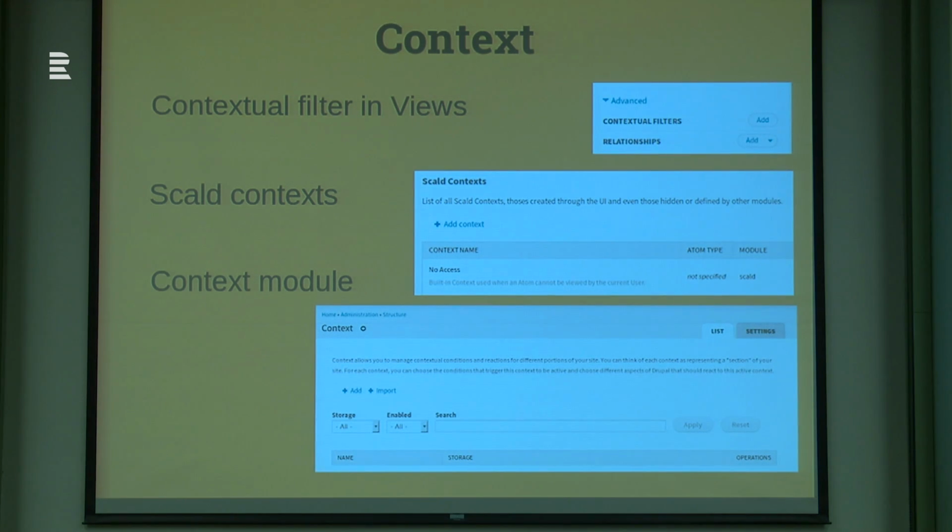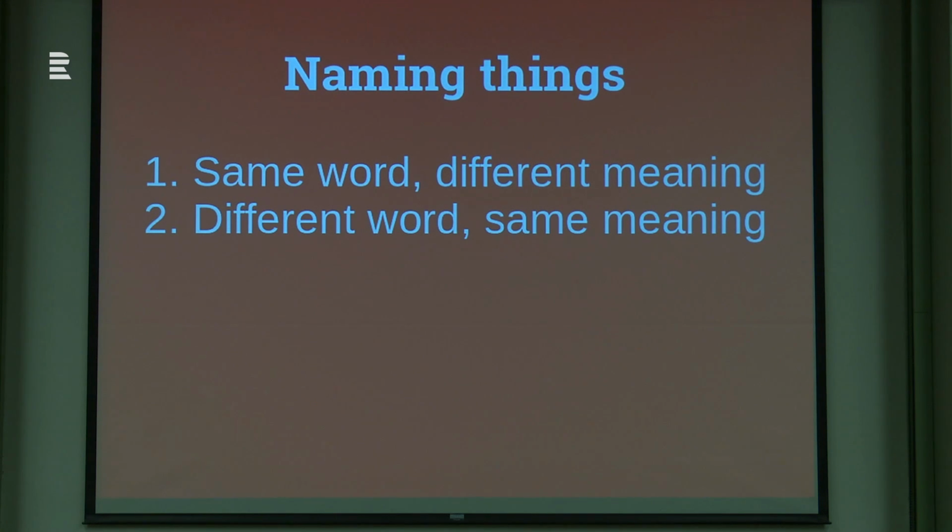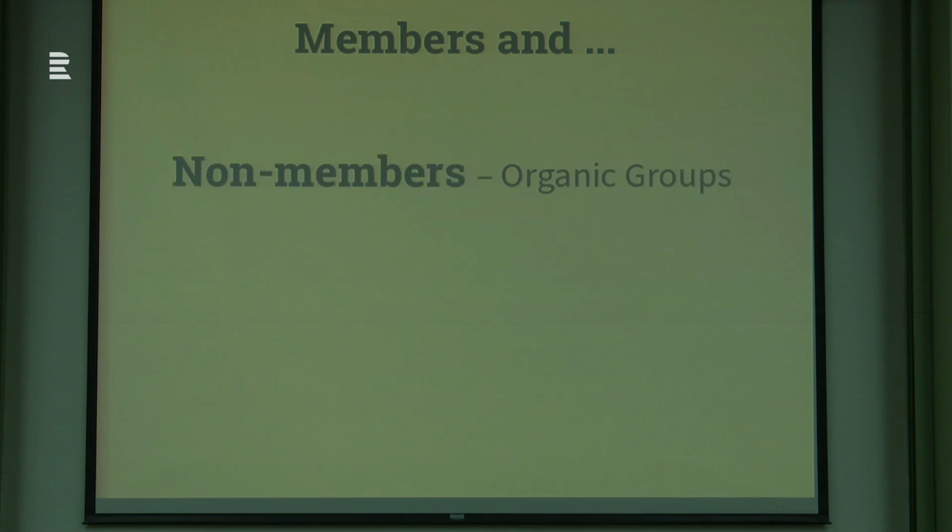The context module actually isn't really contextual at times, and you might end up with a site that is using Views, Scald, and the context module. You have to figure out every time what this word actually means here. And the same way around, we have the problem where we use a different word for something that's basically the same. So when you work with groups in 7 or 8, we have members, and we either have non-members in Organic Groups, or we have outsiders in Group. Both are basically the same. And nonetheless, both modules use a different term for that.